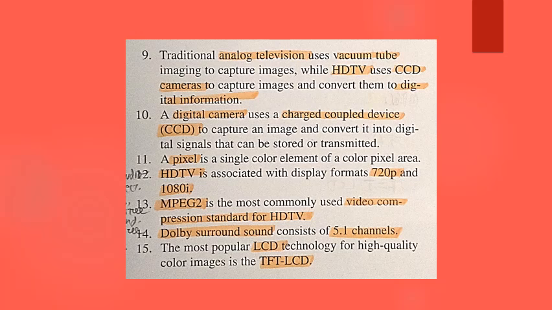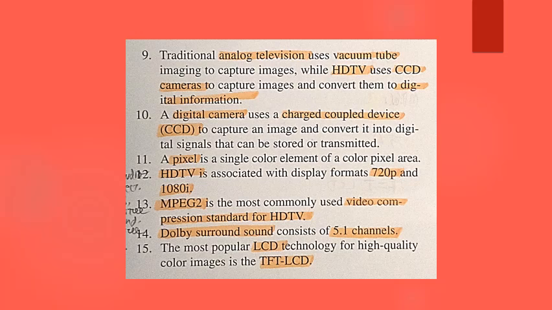9. Traditional analog television uses a vacuum tube imaging to capture images, while HDTV uses CCD cameras to capture images and convert them to digital information. A digital camera uses a charge-coupled device, or CCD, to capture an image and convert it to digital signals, and that can be stored or transmitted. A pixel is a single color element of a color pixel area.